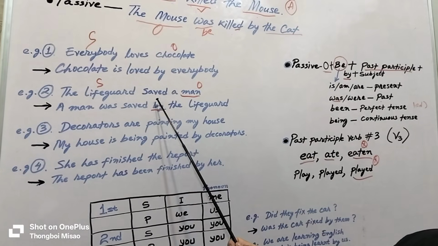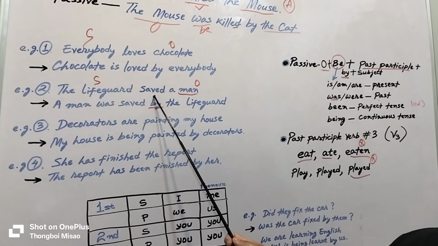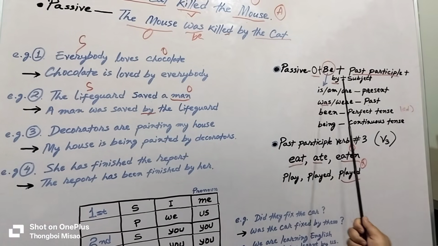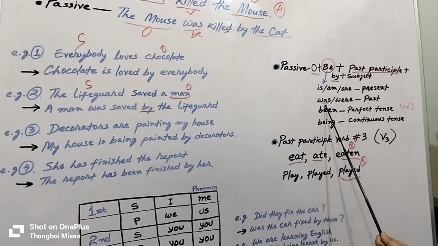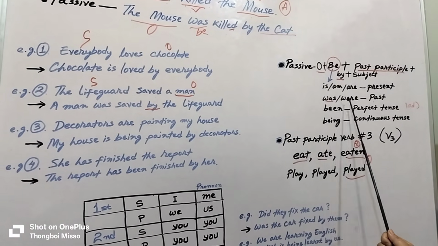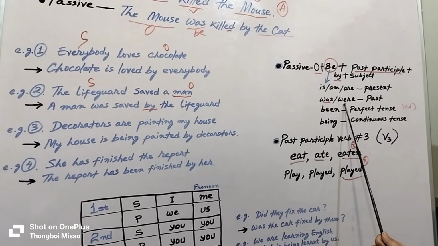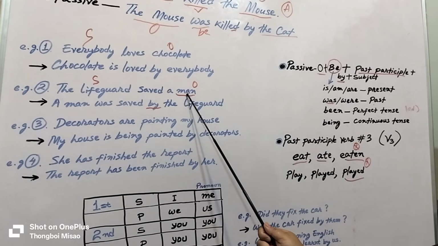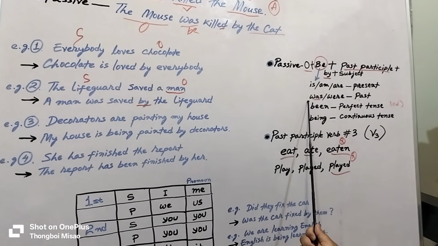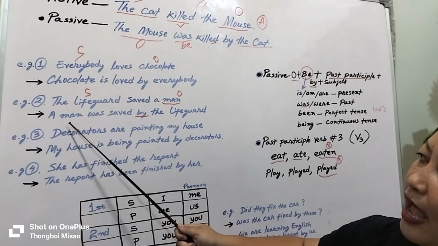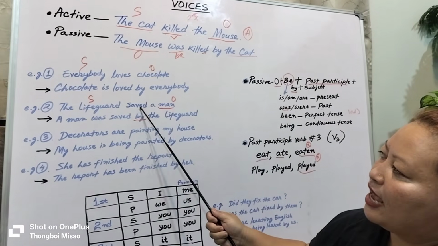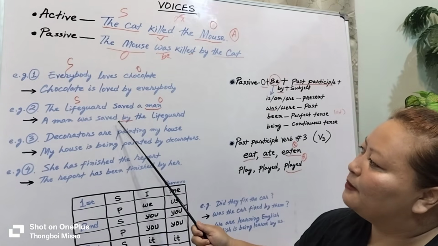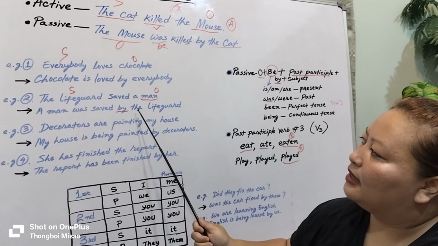Saved is past tense, and the sentence is past tense, so we use "was", because it is singular, not plural. A man was saved, with the past participle, and by the lifeguard.